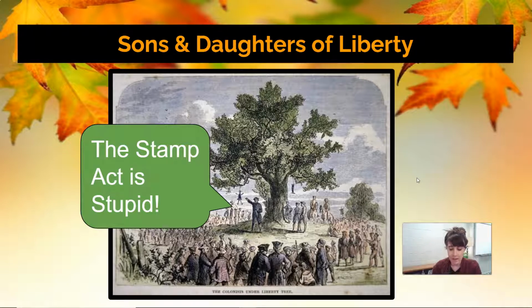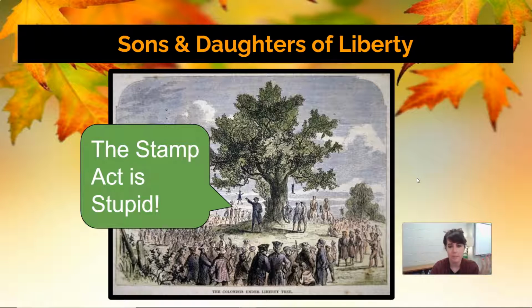It was so bad, in fact, that when the Stamp Act actually took effect, because remember, it was proclaimed and then eventually it took effect, in that time, there was literally no one left to collect the taxes because all of the tax agents resigned because they were scared that their home would be attacked by the Sons and Daughters of Liberty. And so it was definitely a violent group in that regard.